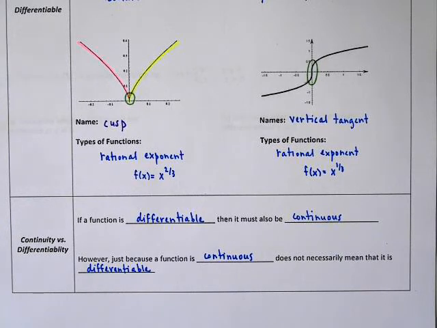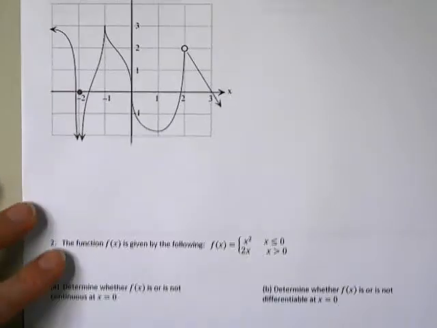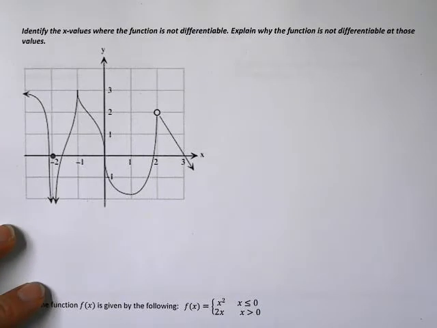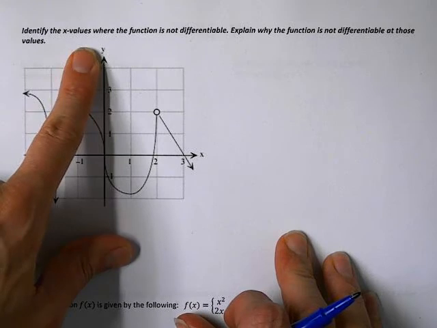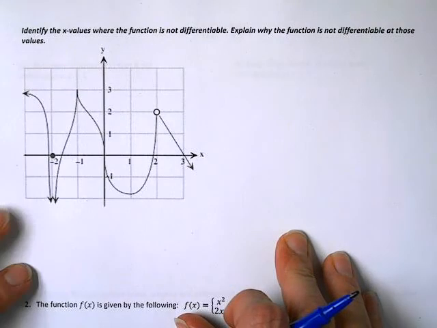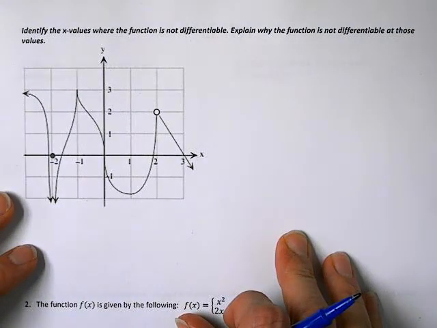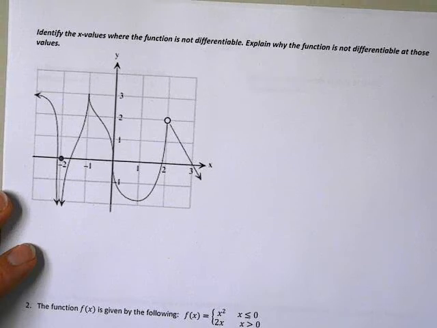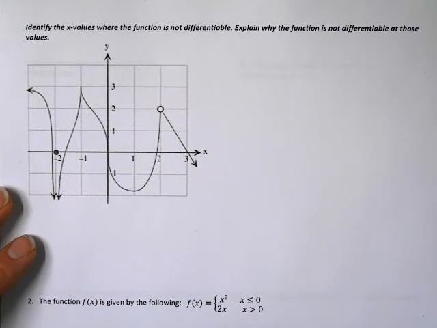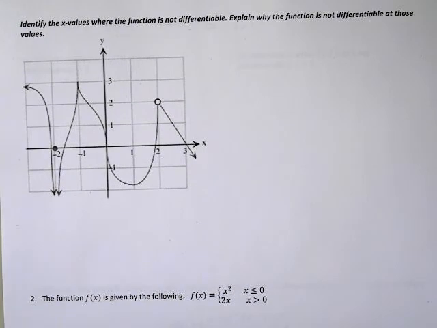So let's go ahead and look at some of the problems that we could encounter dealing with differentiability. And just like we've kind of always done, we're going to start just by looking at a graph. So you might get something that looks like this. We have a graph, and you're just going to be asked to identify the x values where the function's not differentiable, and then explain why it's not differentiable. So which of those 4 things that we identified are happening at that particular point.